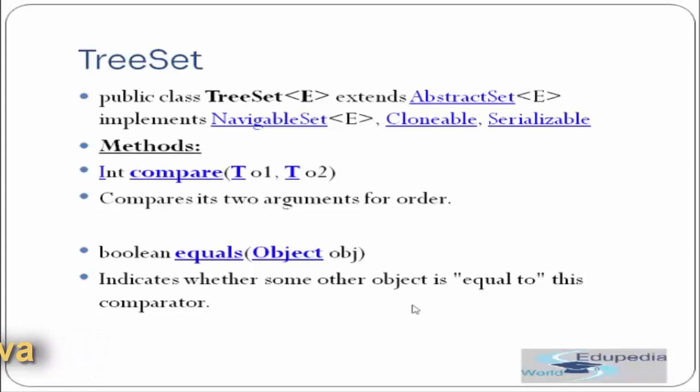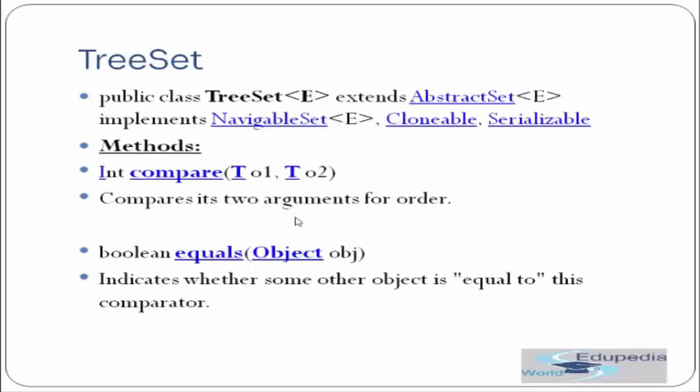The two other important methods that we want to discuss for TreeSet particularly are compare and equals. So int compare, T o1 and T o2, compares two arguments for order. Because TreeSet does keep your elements in order, either ascending, descending, some sorting order. How does it decide the order? It decides using the compare method. So when you write or override your compare method, you have to implement the comparator interface so that you can override the compare method.